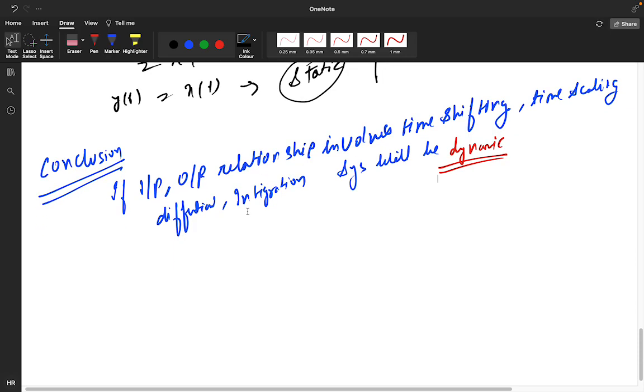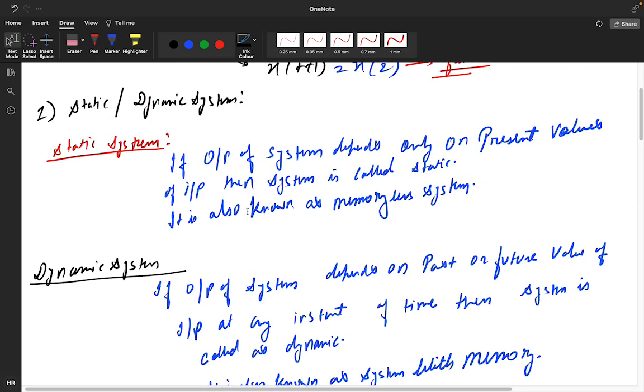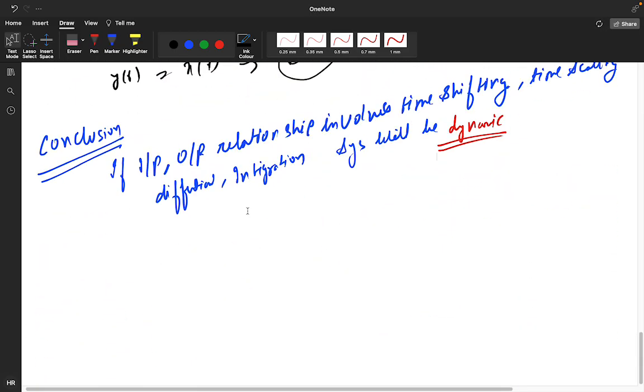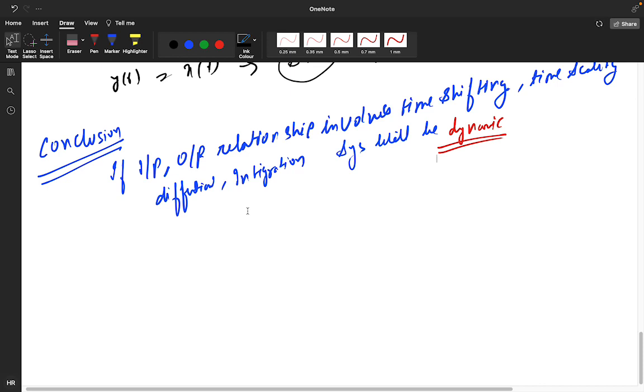So this was the story of static and dynamic systems. The next system is the causal system. Causal and non-causal. So this is very important.